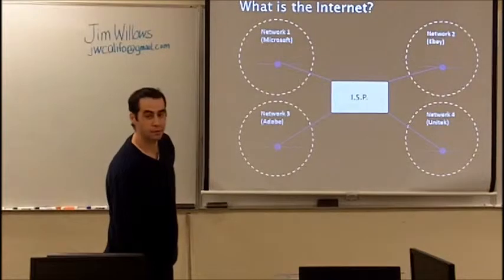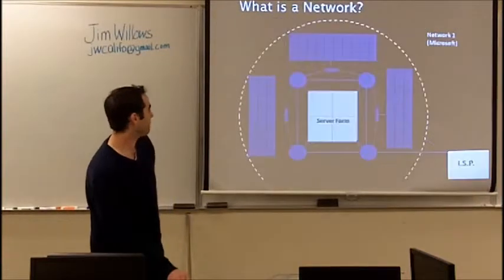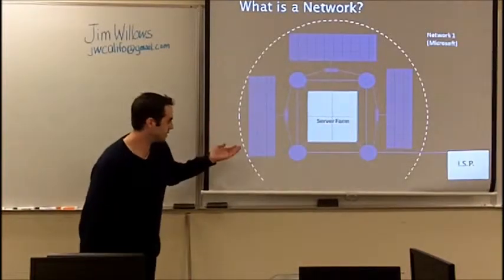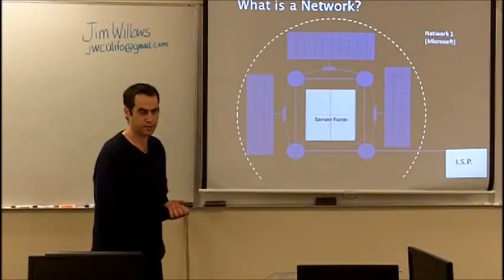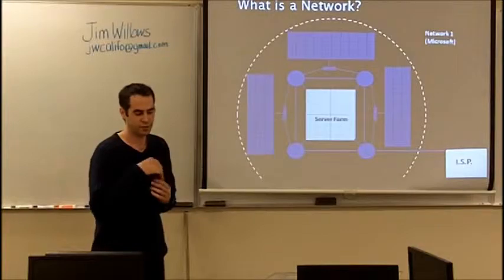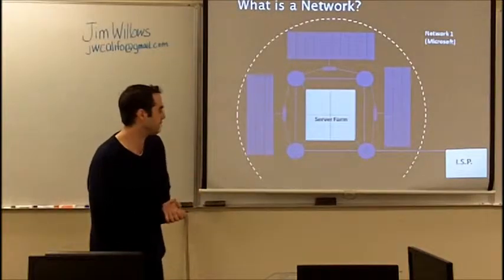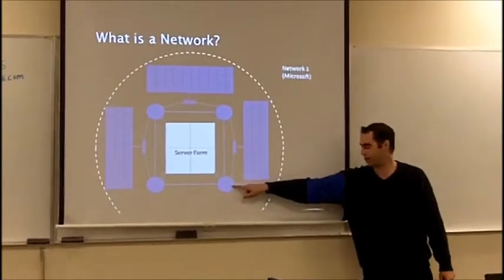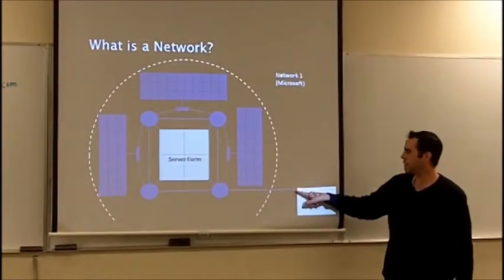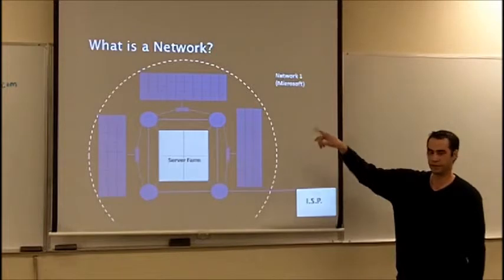Inside each of these networks within the internet is its own network, like I mentioned. A network is an independent system. What that means is that if the network loses connectivity, for example, if this link between the edge router and the ISP goes down, the network can still function independently.